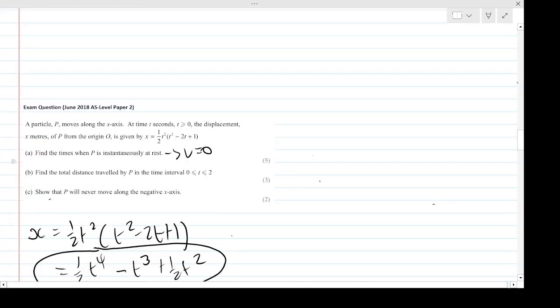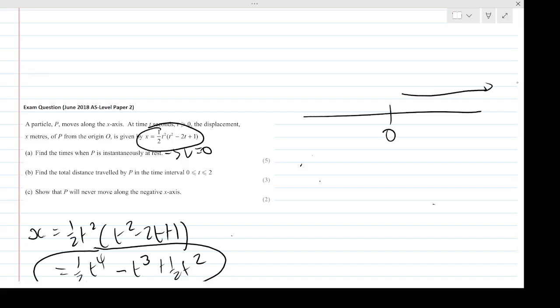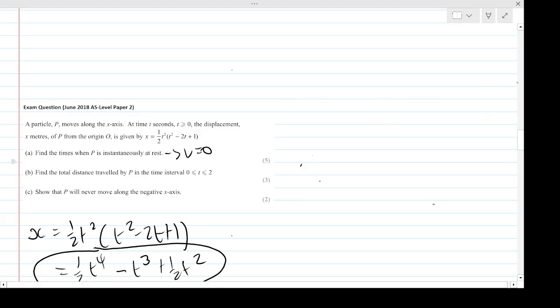Okay, but that's not the whole question, because now we have part C, and part C is saying show that P will never move along the negative x-axis. So again, you can think of this displacement here as an x-axis. If you have the origin here, positive x will be forwards, the negative x will be behind 0. So saying P can never move along the negative x-axis, in other words, if P is never on the negative x-axis, that means x cannot be less than 0.